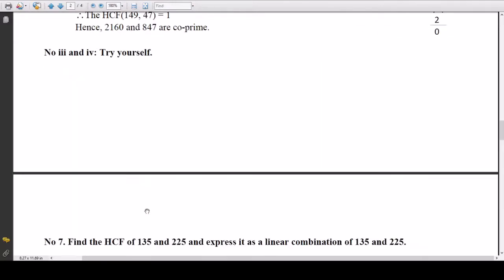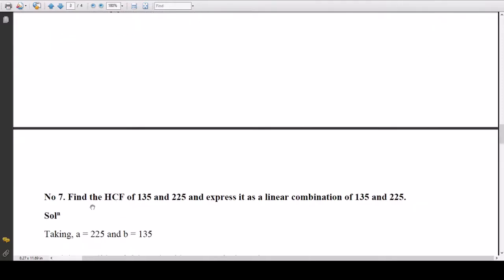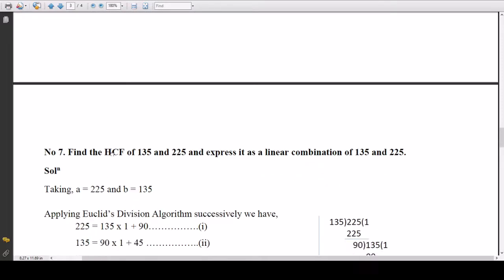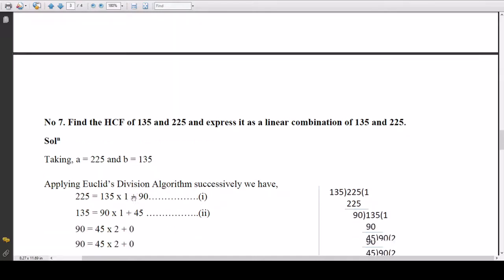Okay, now we move to the next number, which is number 7. Find the HCF of 135 and 225 and express it as a linear combination of 135 and 225. Okay, how to express as linear combination we'll see here, the solution that I have solved for you. Same thing, we will find the HCF first of these two numbers.